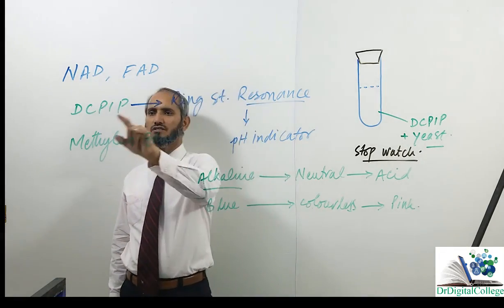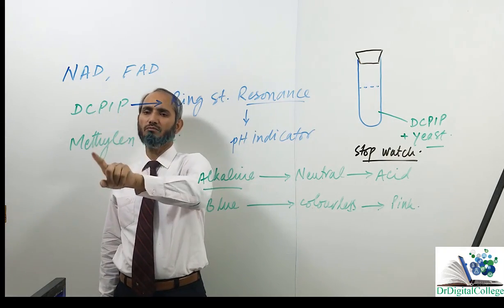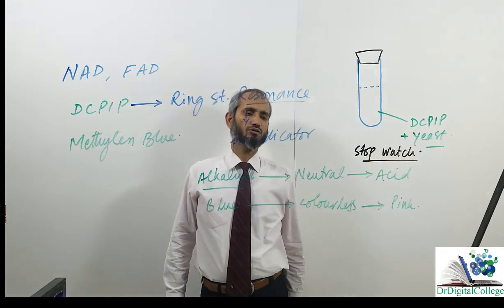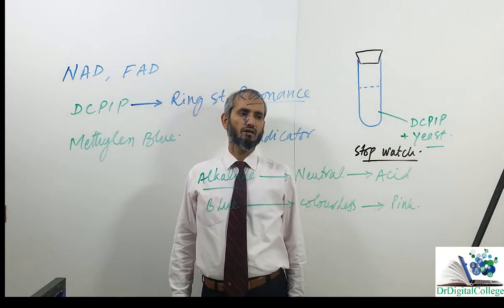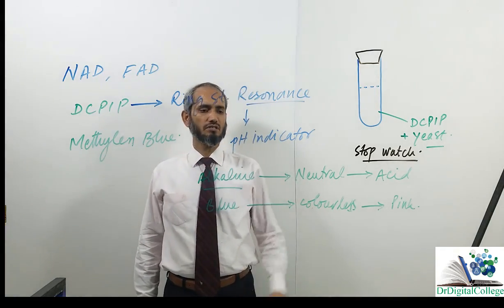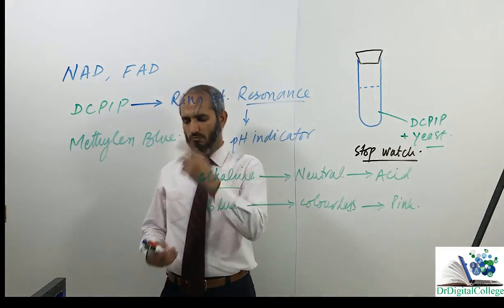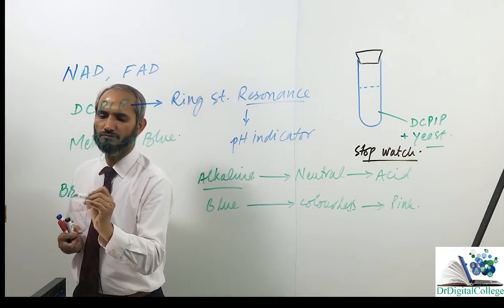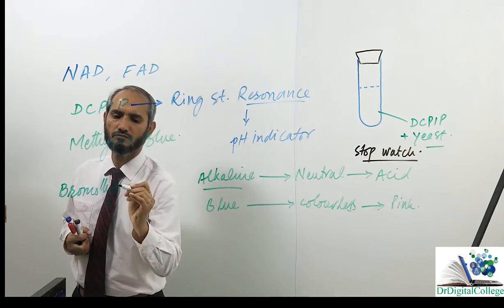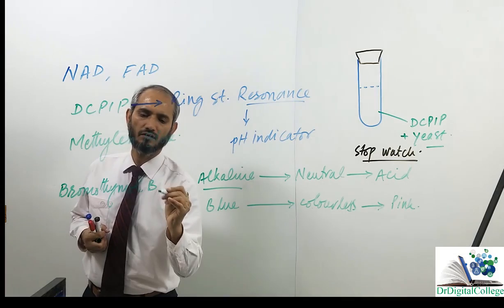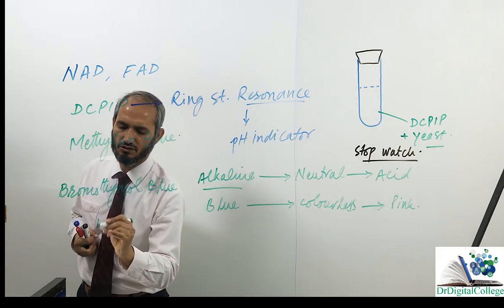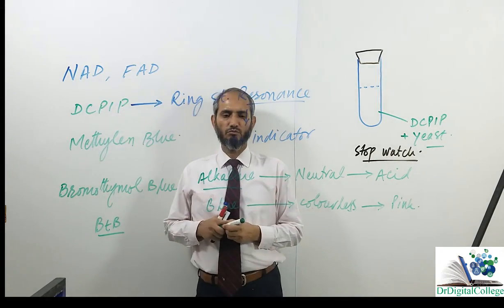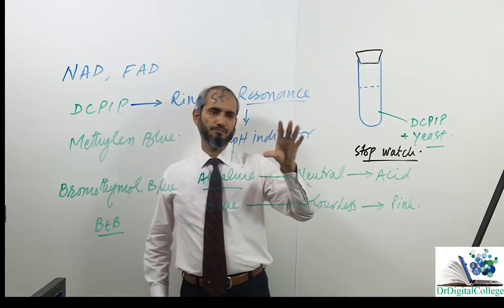Here, my intention was just to tell you that DCPIP or methylene blue is acting just like NAD or FAD. They are acting as redox indicators: when they accept hydrogen, they become colorless. So is methylene blue. Similar to this, there is another one which is bromothymol blue, called BTB. It also acts as a redox indicator.